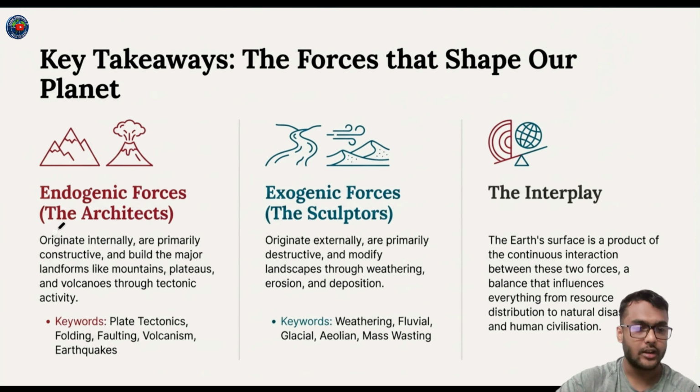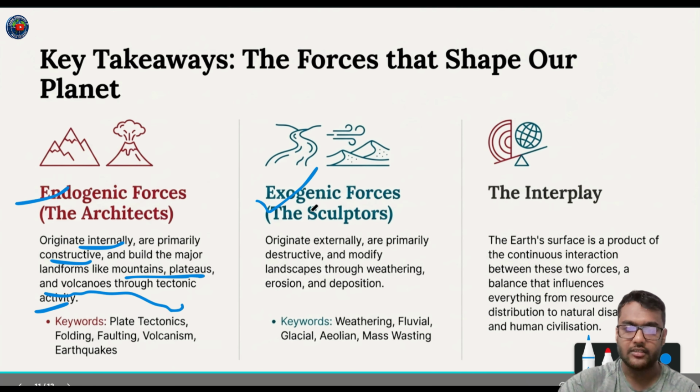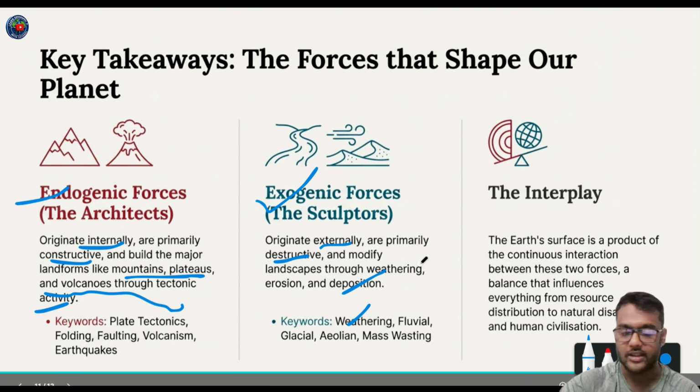Now to summarize the whole concept: endogenic forces originate internally, are primarily constructive, and build major landforms like mountains, plateaus and volcanoes through tectonic activity. Keywords: plate tectonics, folding, faulting, volcanism and earthquakes. Then exogenic forces originate externally, are primarily destructive, and modify the landscape through weathering, erosion and deposition. Keywords: weathering, fluvial, glacial, aeolian and mass wasting.